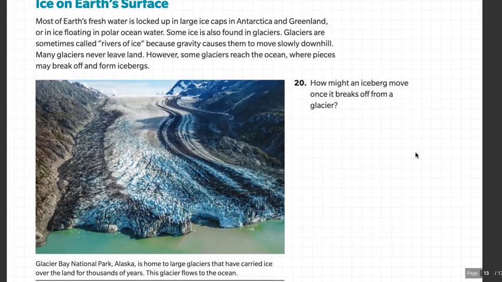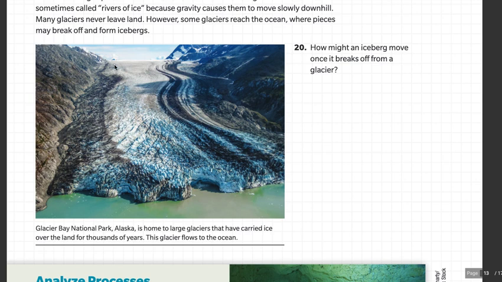How might an iceberg move once it breaks off from a glacier? So this is a glacier. This is all frozen ice and gravity. A glacier is basically an ice river, and it moves very slowly. You can barely watch it move. But if you took a time lapse of this over a year, you'd be able to see it move a little bit. They move real slow because it's solid ice, and that's a glacier.